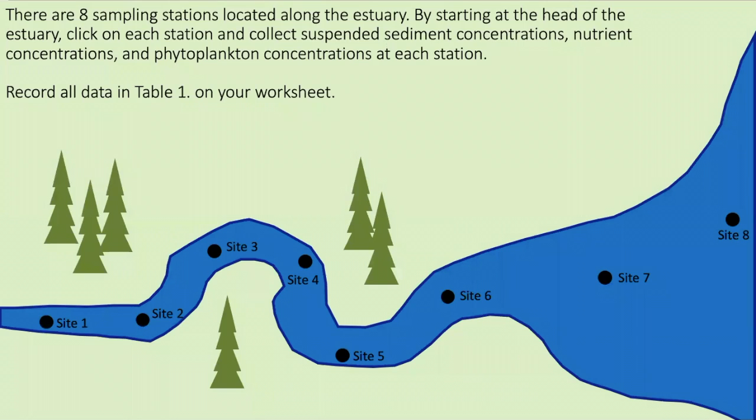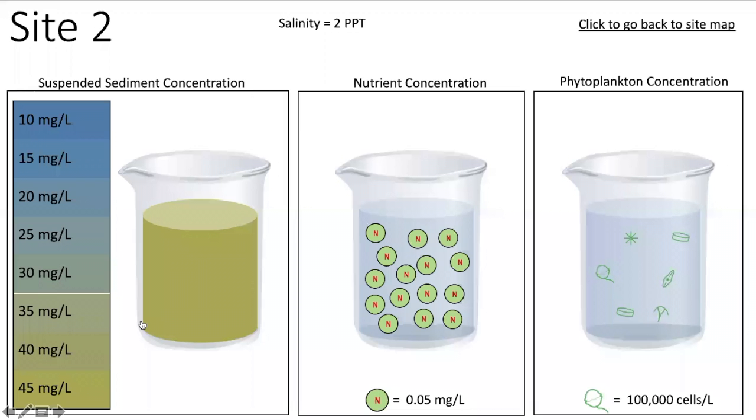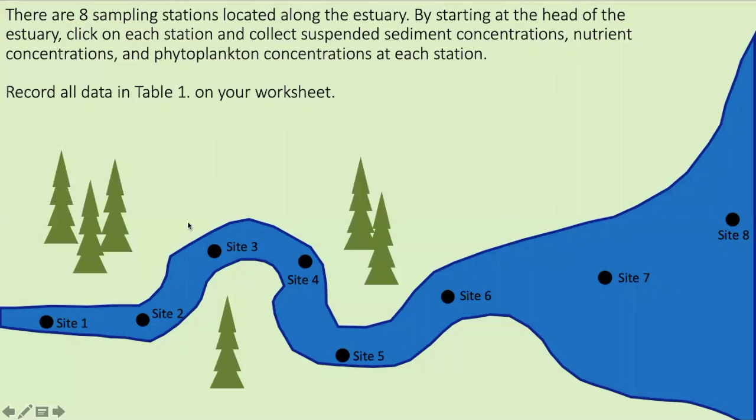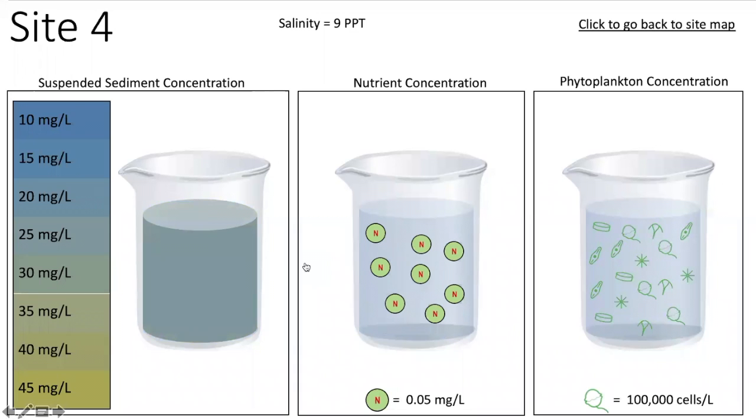There will be 8 different sampling locations, starting from the head of the estuary on the left to the mouth of the estuary on the right. And students will click on each of the different sampling sites and record data for suspended sediment concentration by matching the color of the water to the color bar, and nutrient concentration by counting up the nutrient icons within the sample, as well as counting the icons for phytoplankton to determine phytoplankton concentration. They will click their way along the estuary to record data for all 8 of the sites.